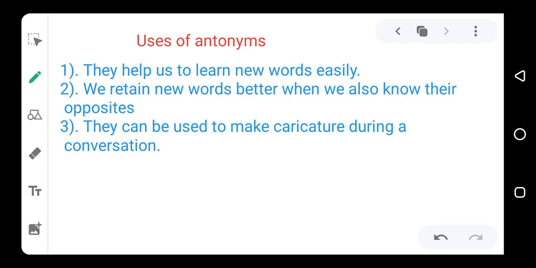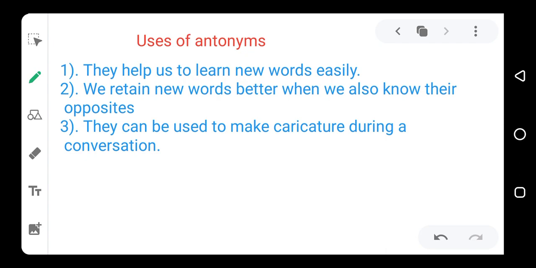When we are studying one word and learning the meaning of it, you get to know another word by trying to learn the opposite of that word. So, antonyms help us to learn new words. We also retain new words better when we also know their opposites. If you know boy and you know girl, it will help you to retain the meanings more than if you know just one part of it.